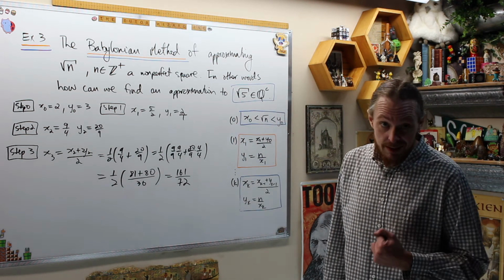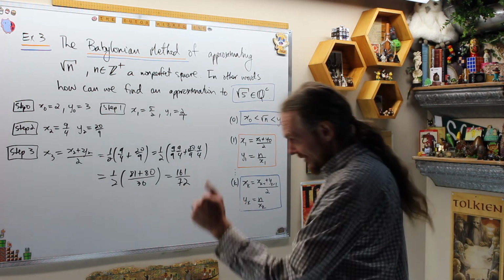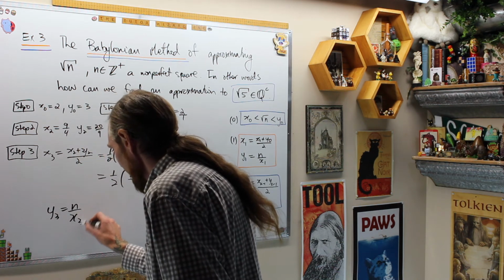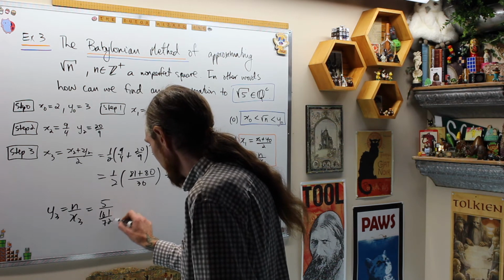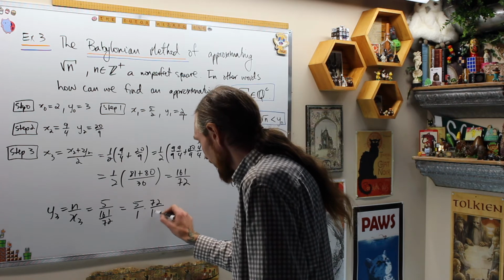I know the numbers get really big really fast. Try to do this with the square root of 15. The numbers get big fast. So y3 is always going to be n over x3, which n was 5 over 161 over 72, which is going to be 5 over 1 multiplied by 72 over 161.